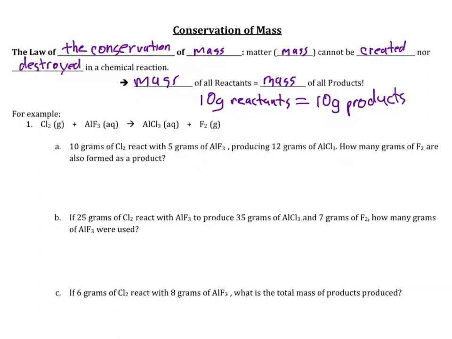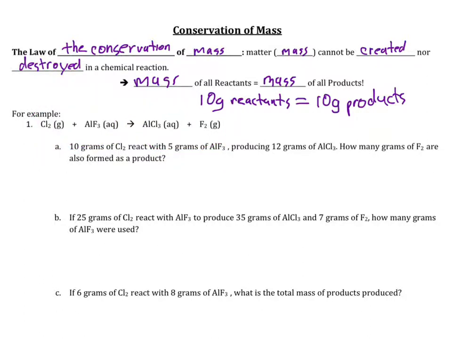All right, so let's go ahead and take a look at these practice problems. This is going to be super easy. So in this chemical reaction, notice how we start off with this here. These are called reactants, and reactants are what you start with. And these are products. And so the mass of the reactants will equal the mass of the products.